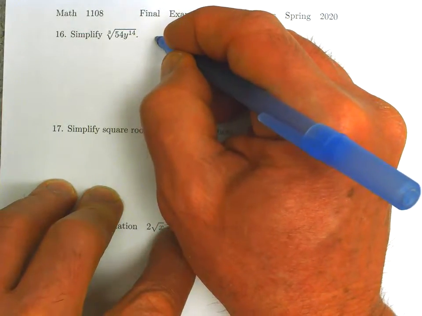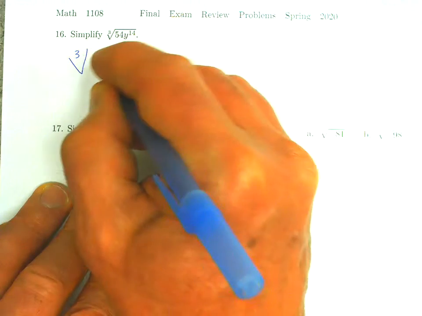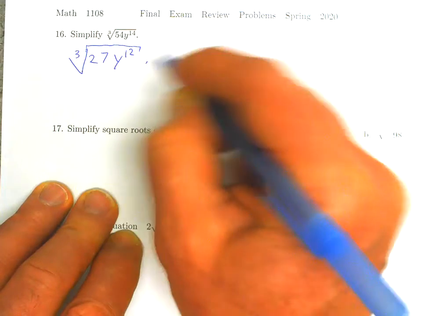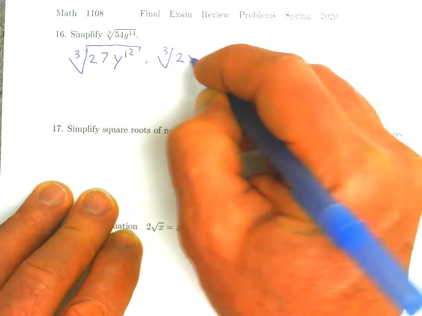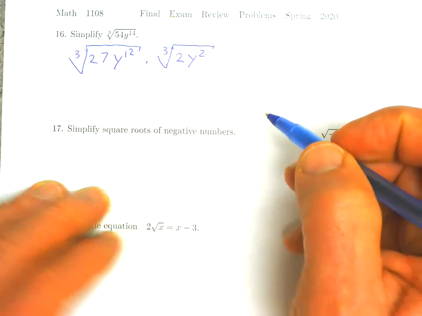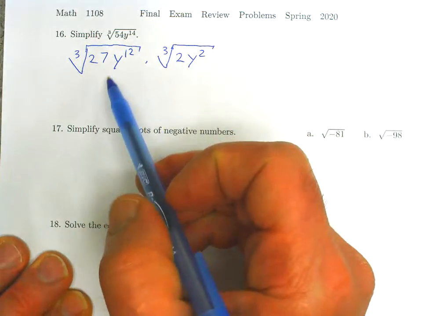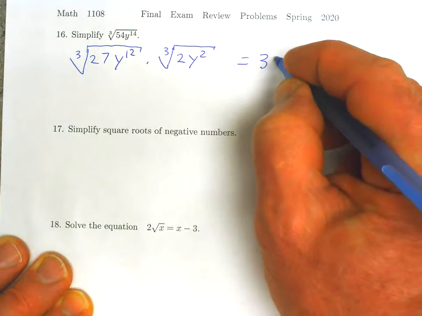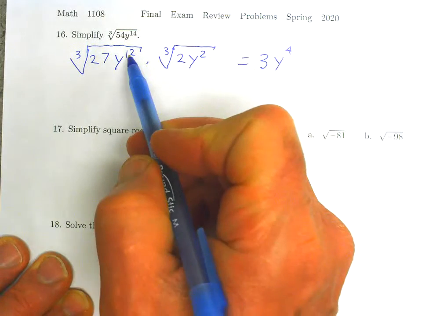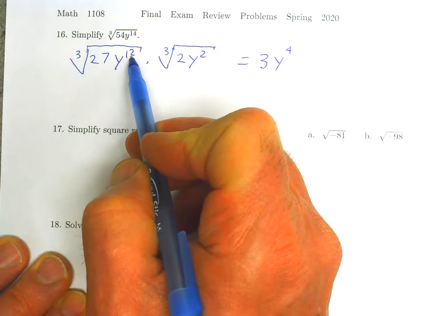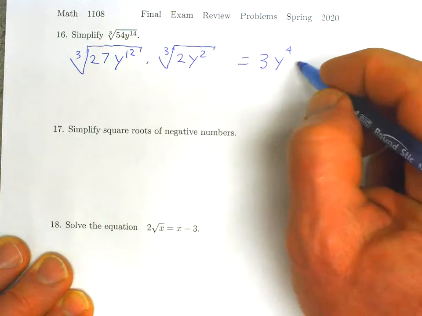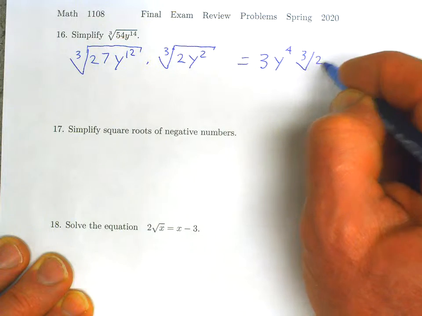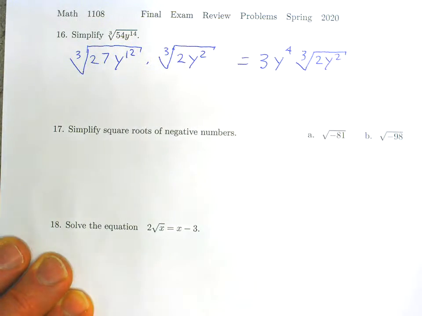So we can rewrite this as the cube root of 27y to the 12th times the cube root of 2y to the second. And then the cube root of 27 is 3, and the cube root of y to the 12th is y to the 4th, because dividing the exponent 12 by 3 is 4. And then the final answer: 3 times y to the 4th times the cube root of 2y to the second. That is the simplified answer.